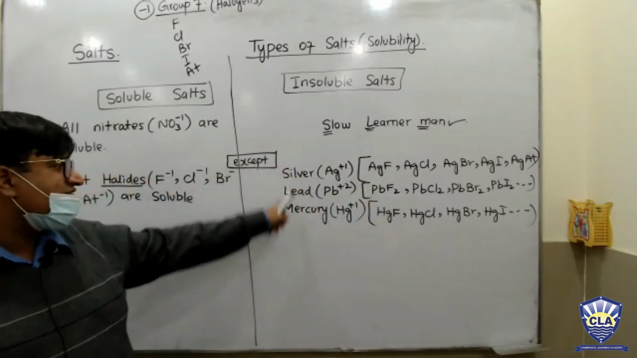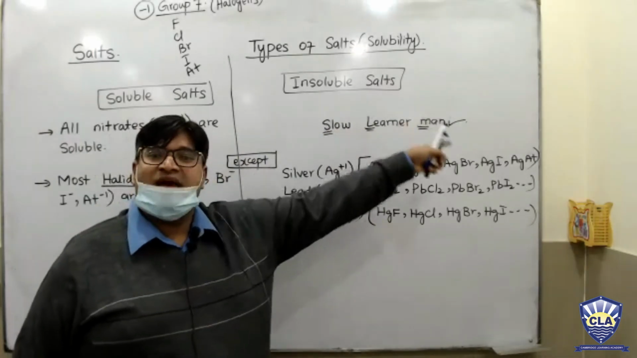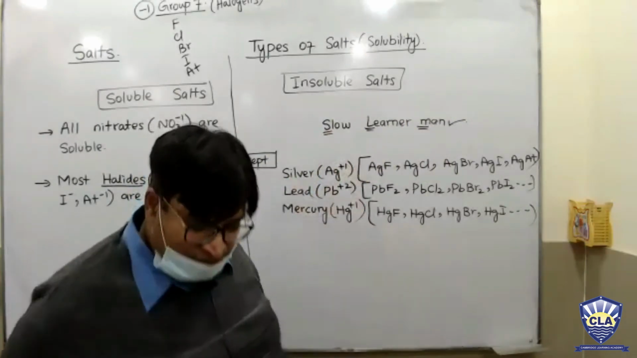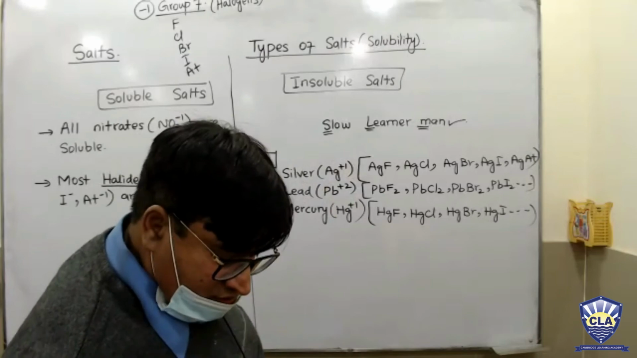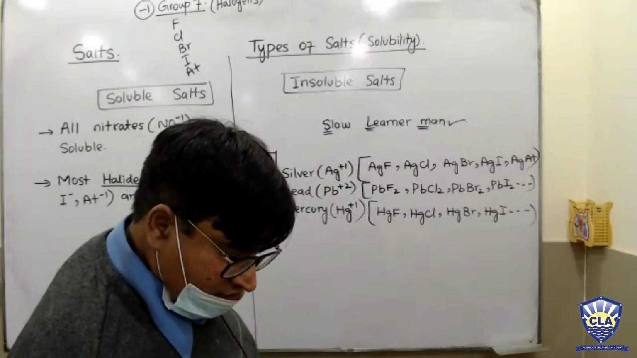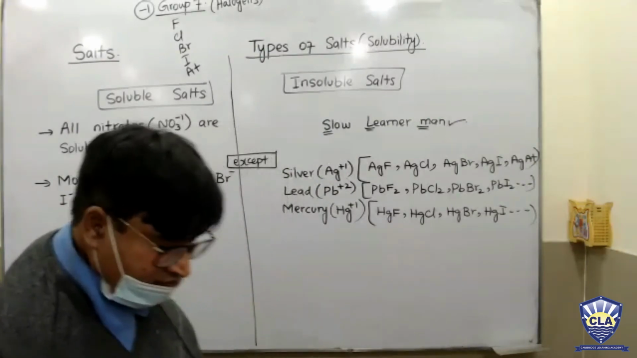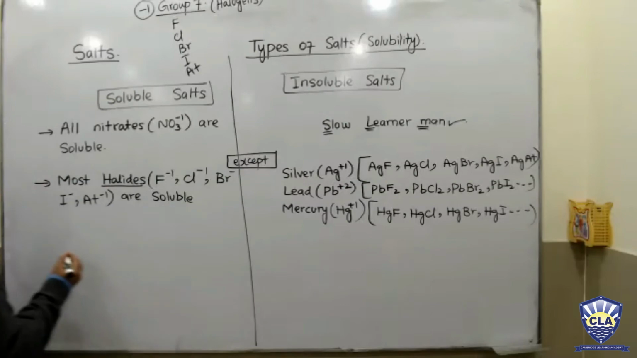And to remember these three metals, you should learn this line: Slow learner man. S for silver, L for lead, and M for mercury. You got it? Yes, sir. Okay, beta. So let's start with the next thing.